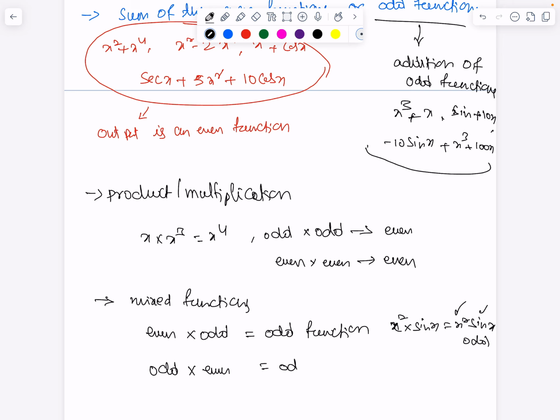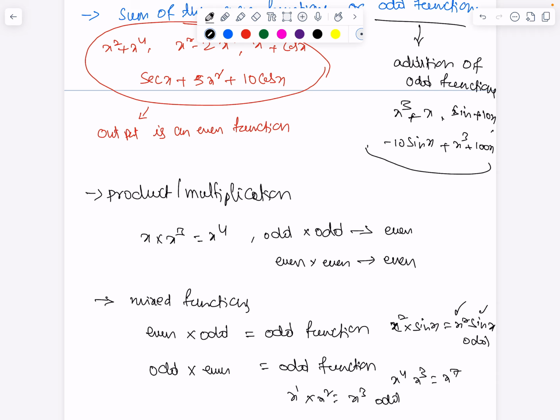This is again an odd function. So whenever you see multiplication of different types of functions, one even and another odd, the output is always an odd function. So x power 4 into x cube is x power 7, or x power 1 into x square is equal to x cube, which is again odd. These are examples of odd functions, and we can generate many such examples.